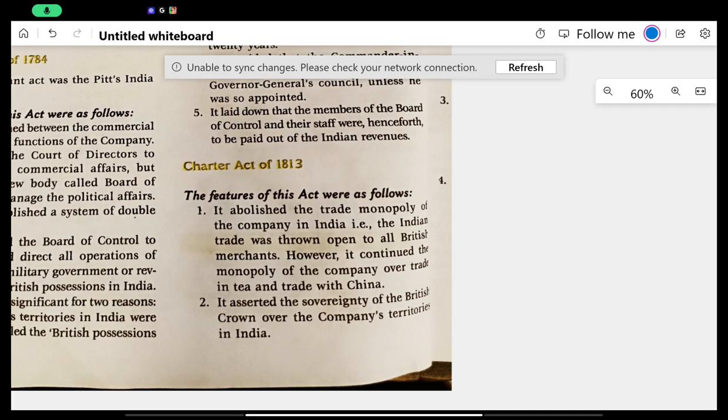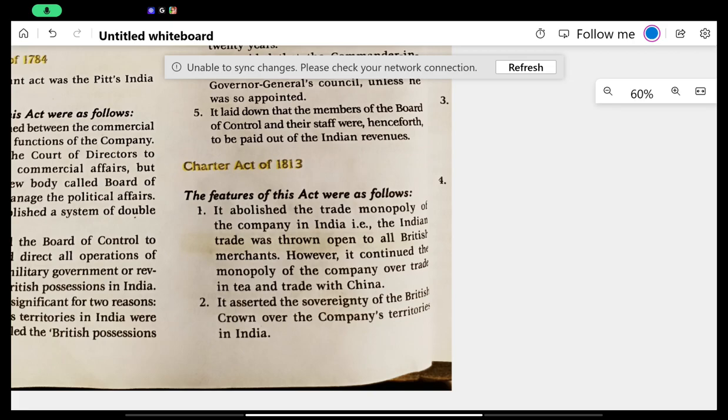Fourth point is it provided for the spread of Western education among the colonized parts. So this was the first time when they actually brought out an act which said that you now need to educate Indians. You need to think about their education. You need to impart into them Western education, Western ideas, Western culture. So in a sense, the British government started spreading Western culture in India. This was the start of Western culture in India.